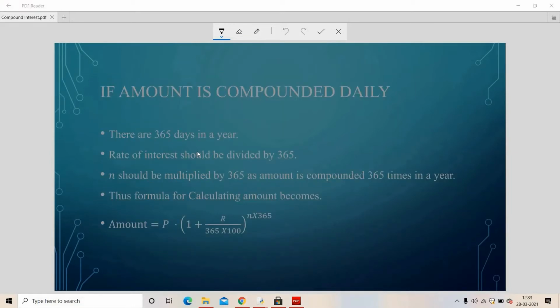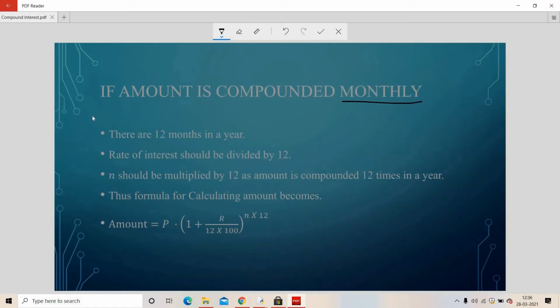Compound interest is calculated on a daily basis, weekly basis, monthly basis, quarterly basis, half yearly basis or yearly basis. If we have to calculate on a daily basis, then there are 365 days in a year. So to calculate the rate of interest for one day, we have to divide the rate of interest by 365, and compound interest is compounded 365 times in a year. So we have to multiply this n with 365.